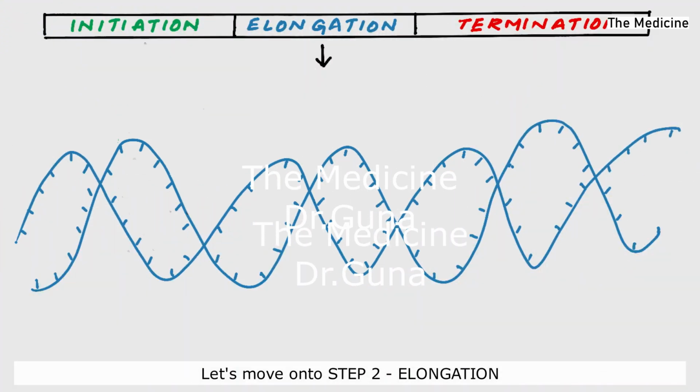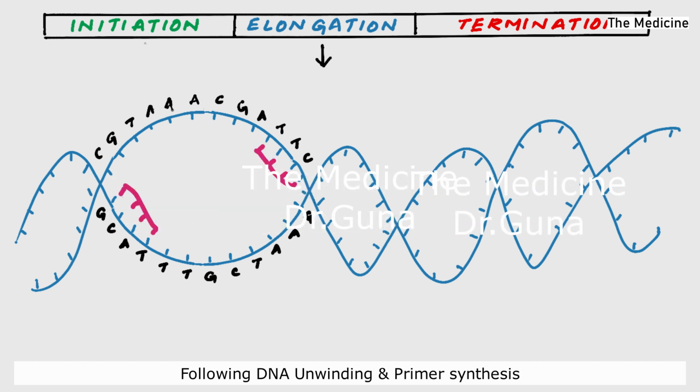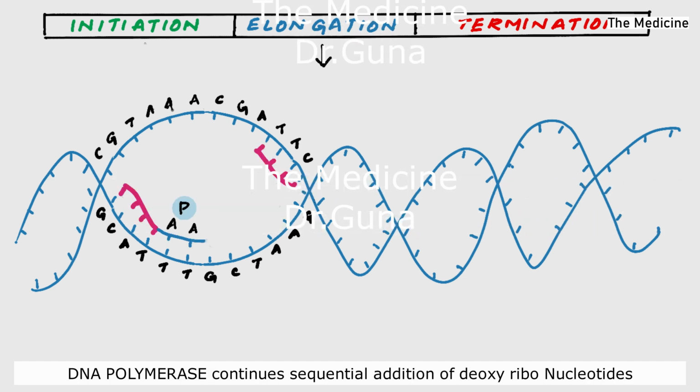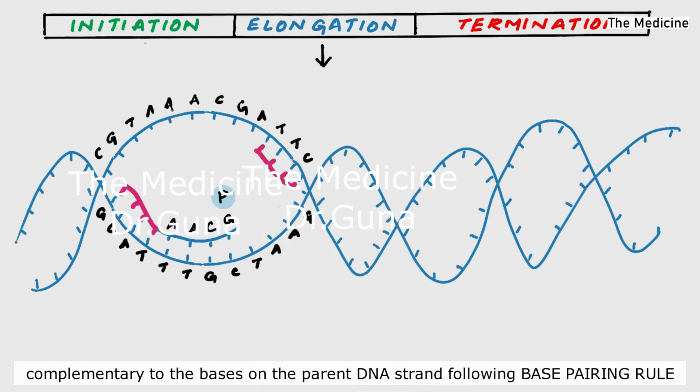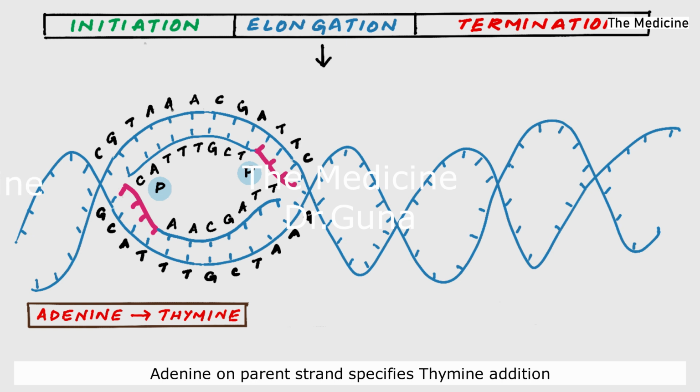Let's move on to step 2, elongation. Following DNA unwinding and primer synthesis, DNA polymerase continues a sequential addition of deoxyribonucleotides complementary to the bases on the parent DNA strand following the base pairing rule. This happens in both the strands, and so the process of replication is bidirectional.